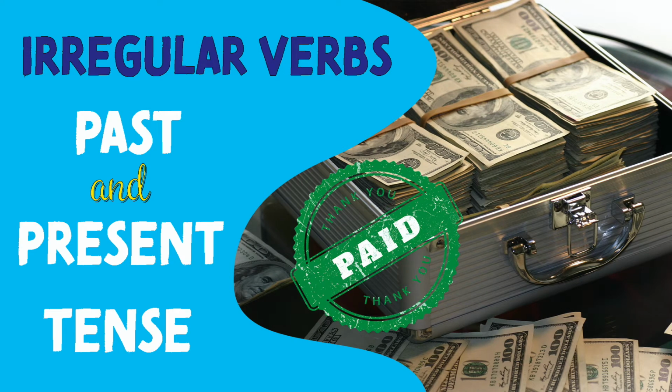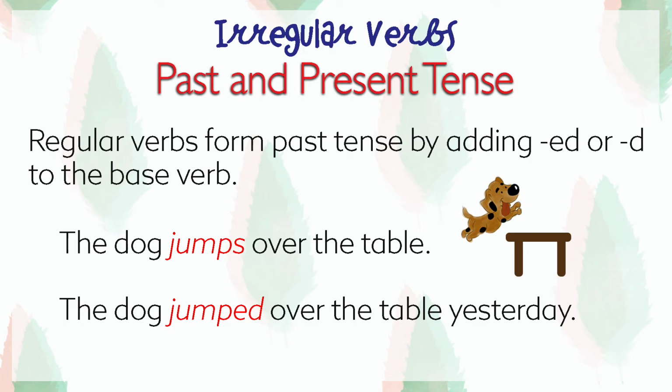Irregular verbs, past and present tense. Regular verbs form past tense by adding ed or d to the base verb. The dog jumps over the table. The dog jumped over the table yesterday.